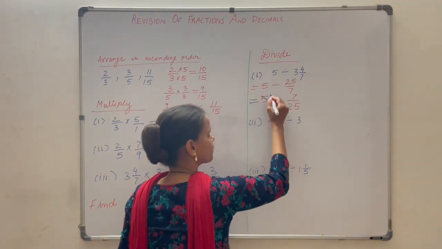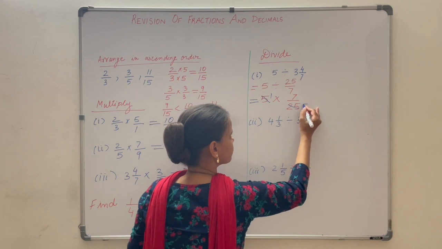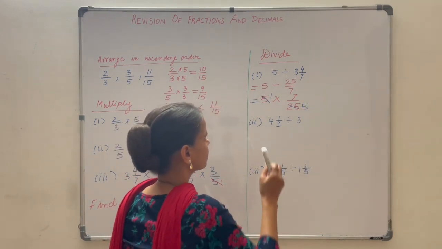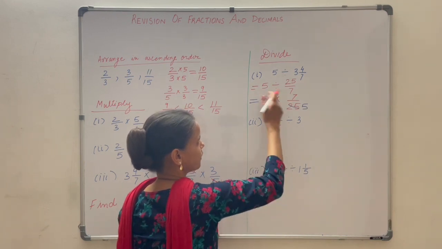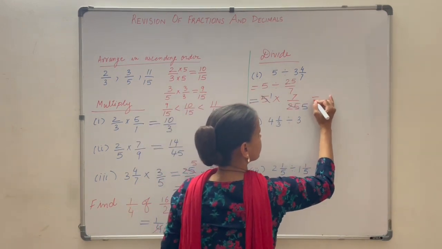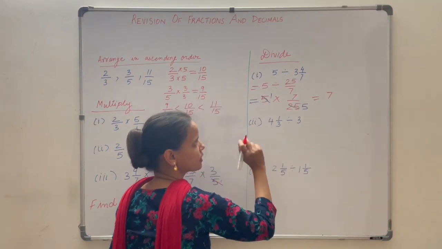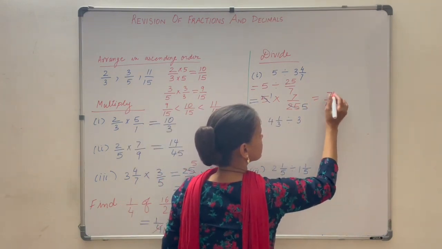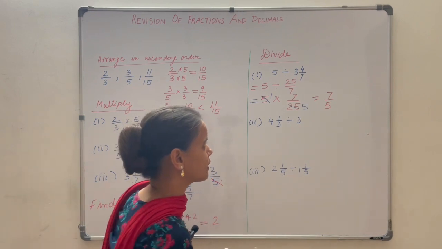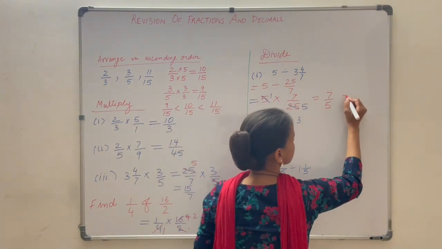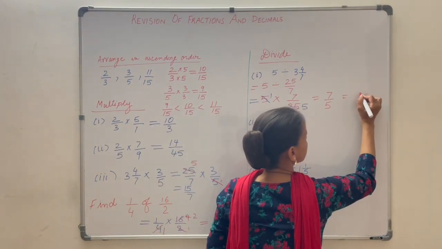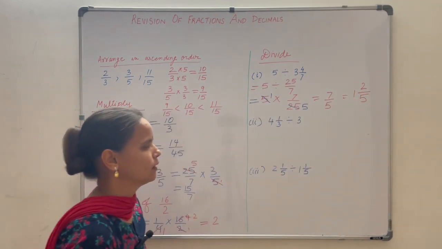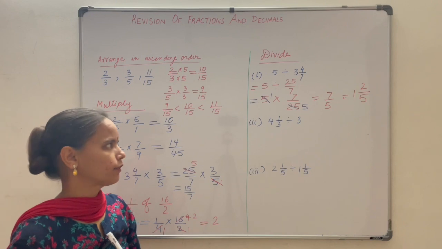You can cancel: 5 ones are 5 and 5 fives are 25. So now in the numerator you have 1. So 7 into 1 is 7. And here the denominator is 1. So 5 into 1 is 5. So this is 7 by 5. You can write it as a mixed fraction. That is, 5 ones are 5 and 2 is 7. Like that you can write it as a mixed fraction.